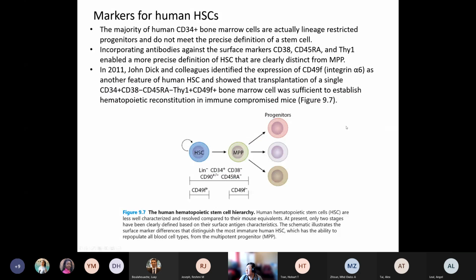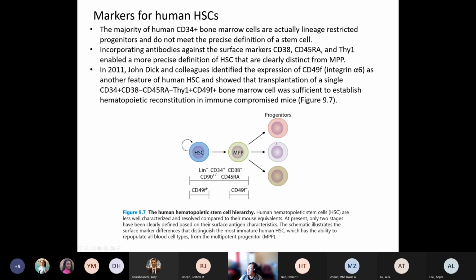It's quite different there. Later on, scientists described that you can use CD34 as your starting point to describe the raw collection of human hematopoietic stem cells, but the vast majority of the CD34 positive cells are not stem cells. So you have to use additional markers. The additional markers were identified to be CD38 negativity and CD45RA negativity. CD90 could be positive or negative.